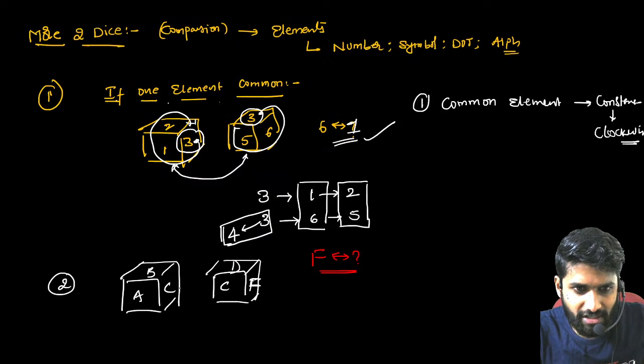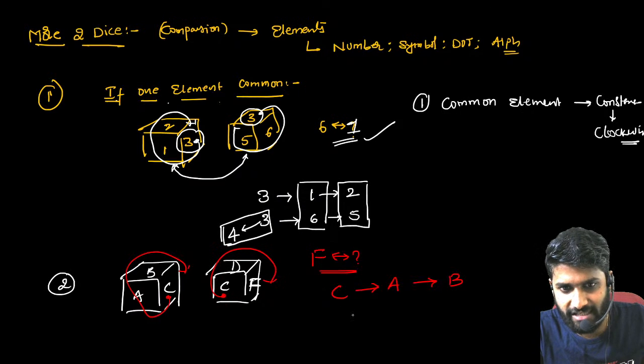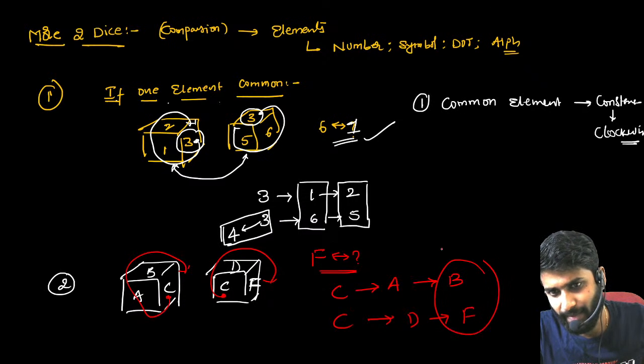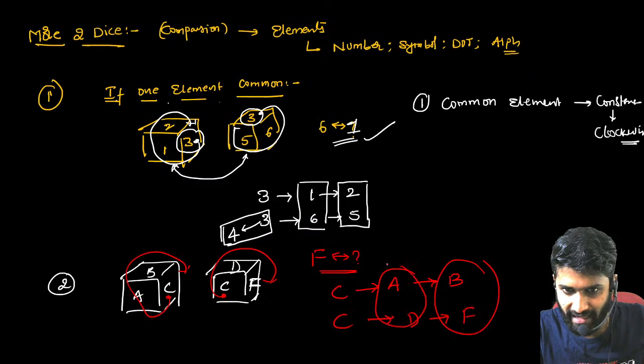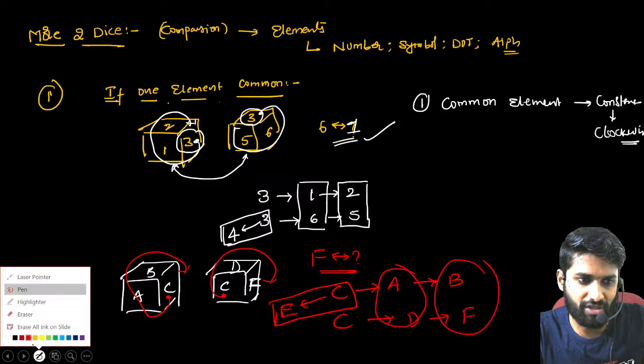Then see, what is the common element? If you see both the things, C is common. Take it as a C constant. Notation A, D, same thing, take it as a C constant. Consider it as notation C, D, F. Then B and F are a perfect opposite pair. A and D are a perfect opposite pair. Then what is the remaining element? E is the perfect opposite pair for C.